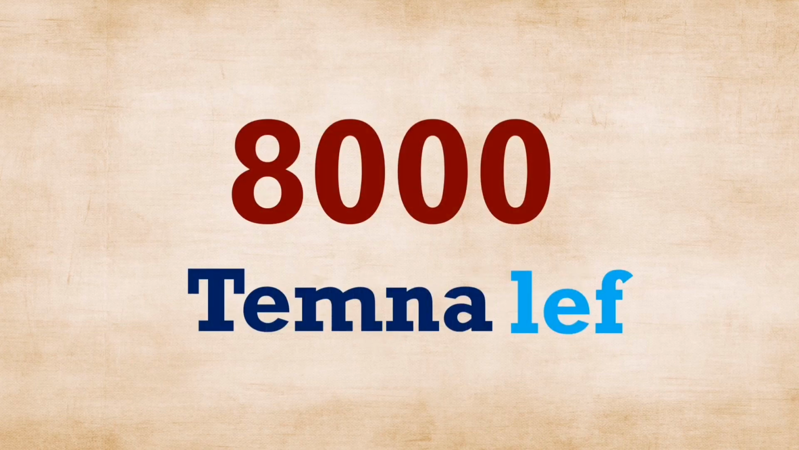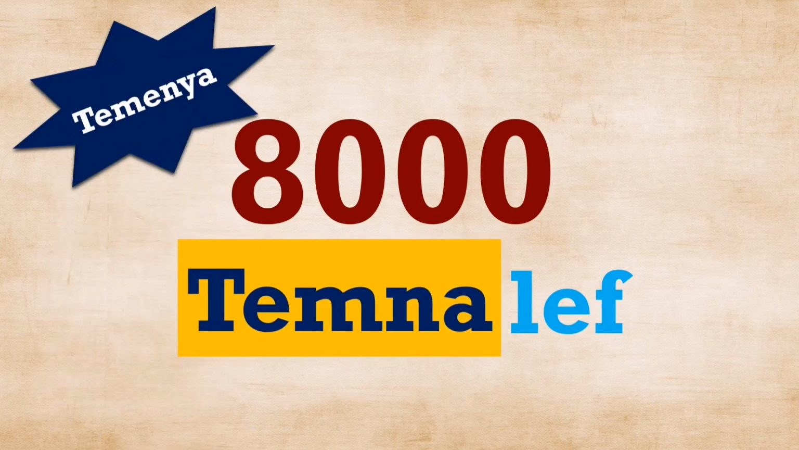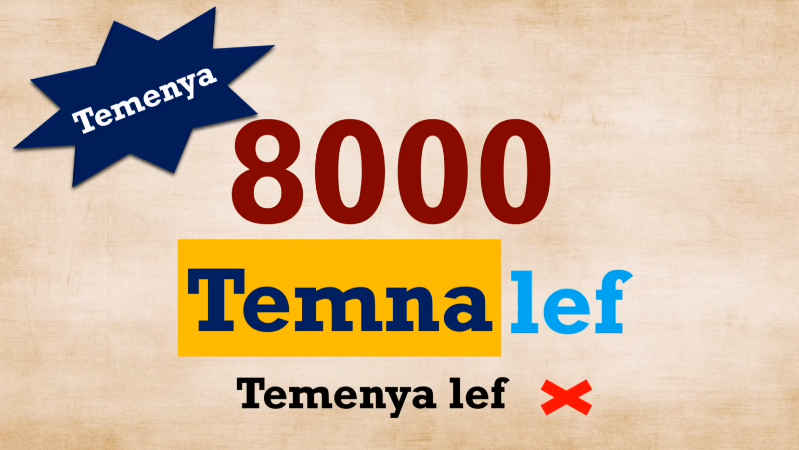Next one is 8000. Let's repeat, 8000. And here we need to mention that this one is a bit irregular because the word تمنة, it's actually تمنية. But we do not say it that way with a thousand, it's wrong. We say it the other way. Okay, let's say it again. 8000. Awesome. Now let's move on to the next one.